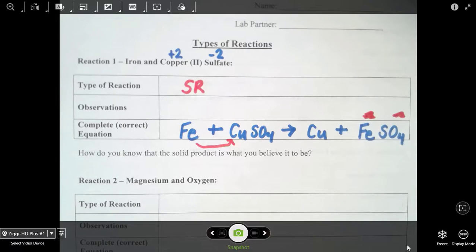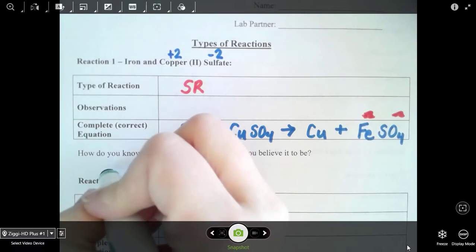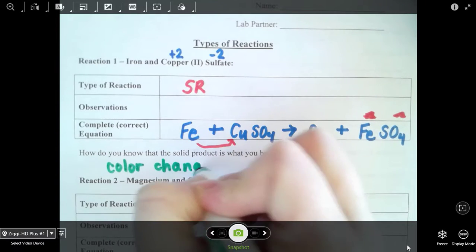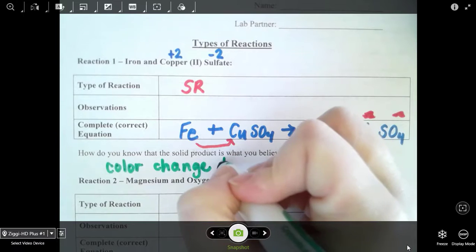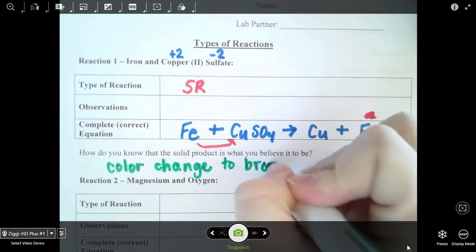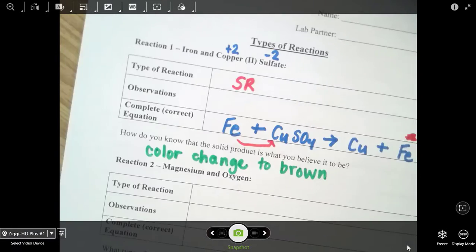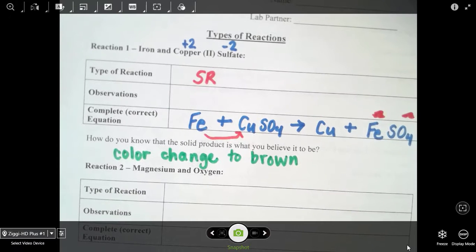How do you know from your observations that that's true? Because the color changed to what? Brown. What color is copper? Brown, kind of brownish orange. So because of the color change, the steel wool changed color. So we'll put color change to brown or brownish red. It changed to a copper color. So that's how we know that it's copper.